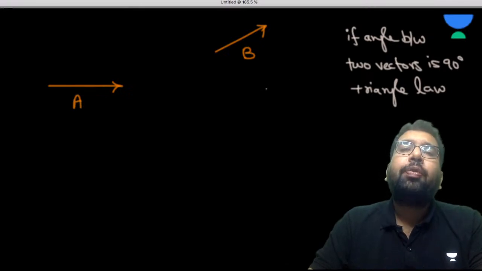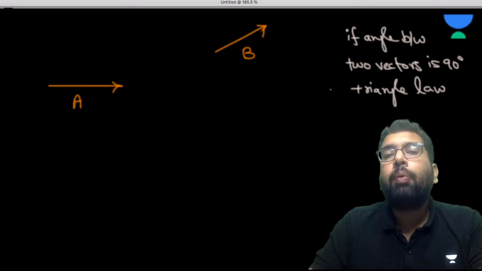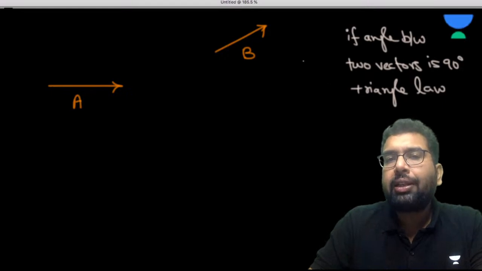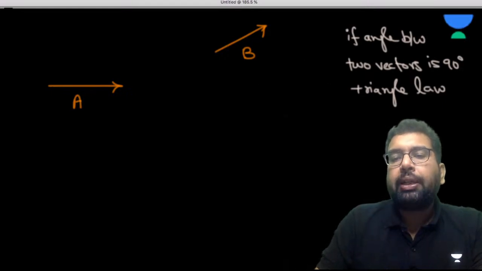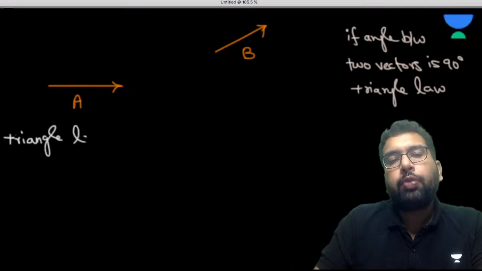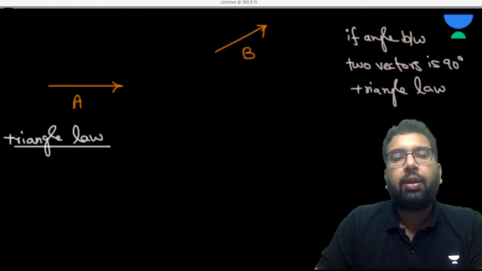Although if the angle between two vectors is not 90 degrees, you can also use the triangle law by using some sine or cosine rule. I'll be telling you about it. But first of all, let's see what the process is. Please understand this. In the triangle law, we have these two vectors. First, we are going to do the triangle law. So what does the triangle law say?